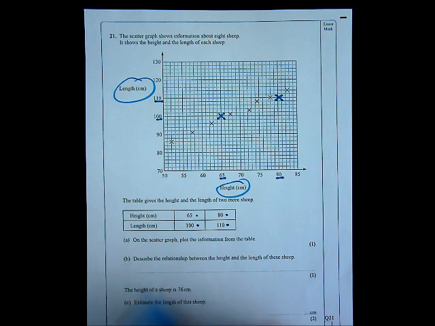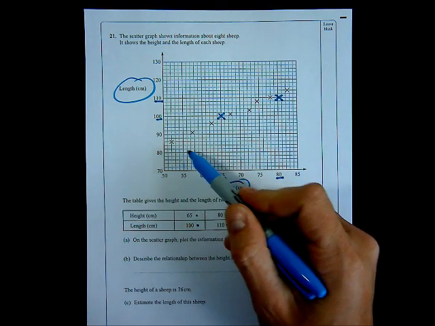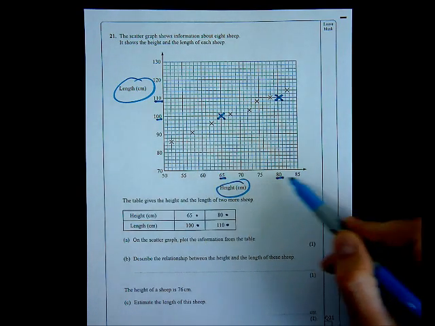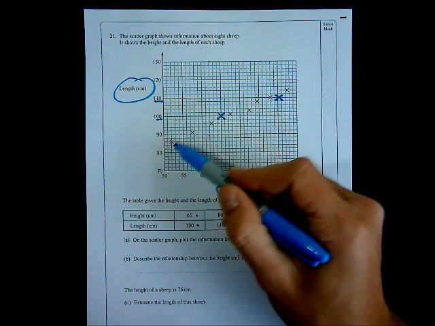In part B, I'm asked to describe the relationship between the height and the length of these sheep. And as I'm not asked to describe the correlation, I'm going to describe in words the link between the height and the length. Now I can see from my scatter graph that as the height goes up, across this way, the length of the sheep is also going up.